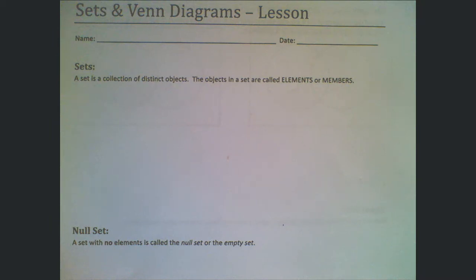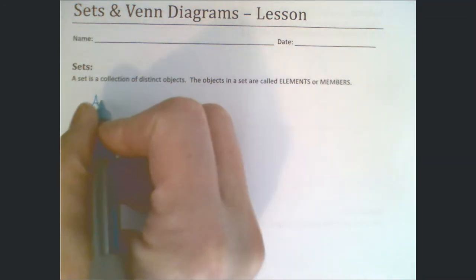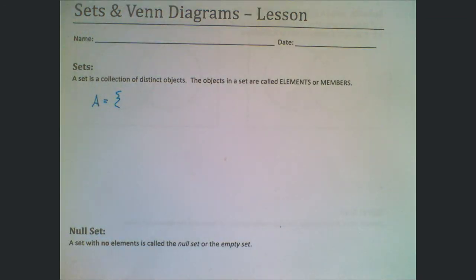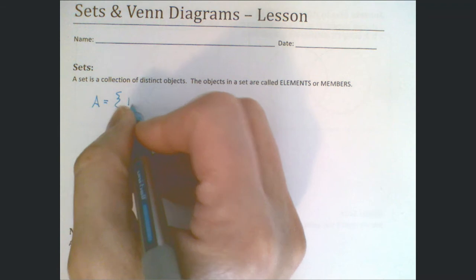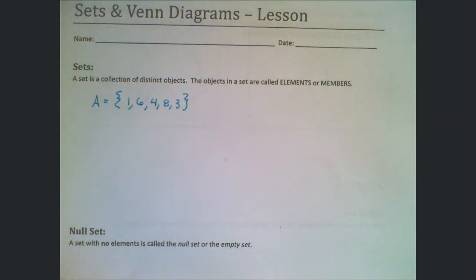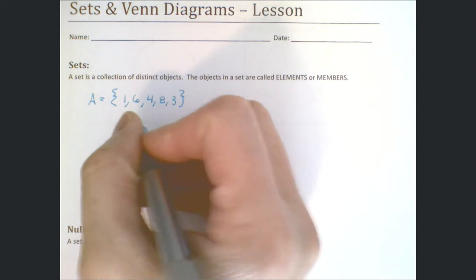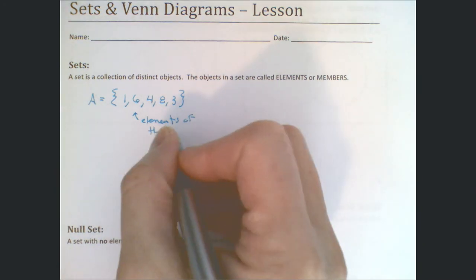Okay, first of all, what is a set? Well, a set is a collection of distinct objects. The objects in a set are called elements, or we call them members. So let's say we have set A. We write it like this: set A equals, and we use the curly brackets to say this is going to be a set. It's typically an uppercase letter. So let's say that it just contains whole numbers, 1, 6, 4, 8, and 3. So that would be a set that contains those 5 digits. So these are the elements of the set.